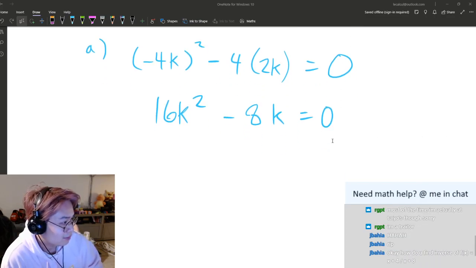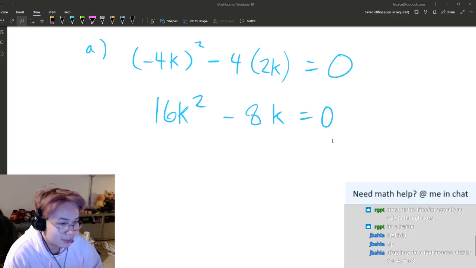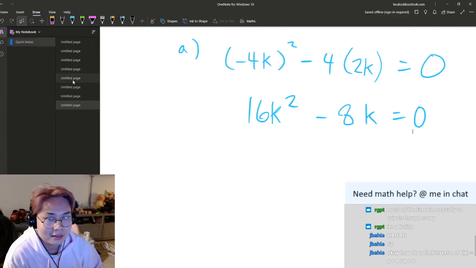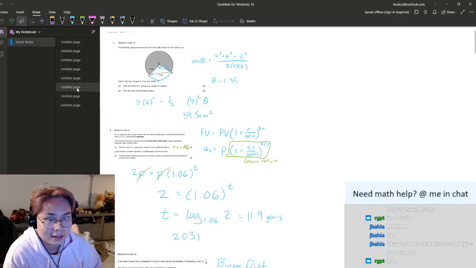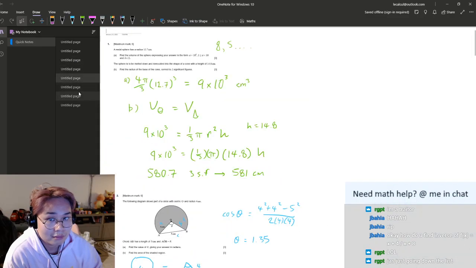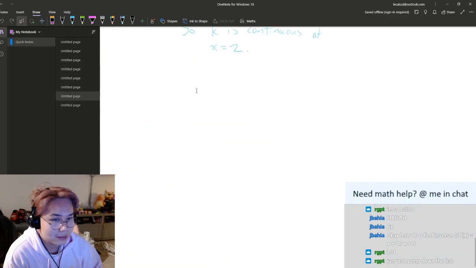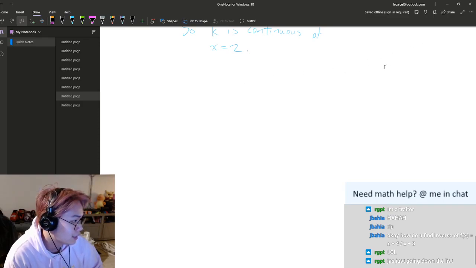How do you find this inverse? Classic question. This one requires a little bit of algebra skill.